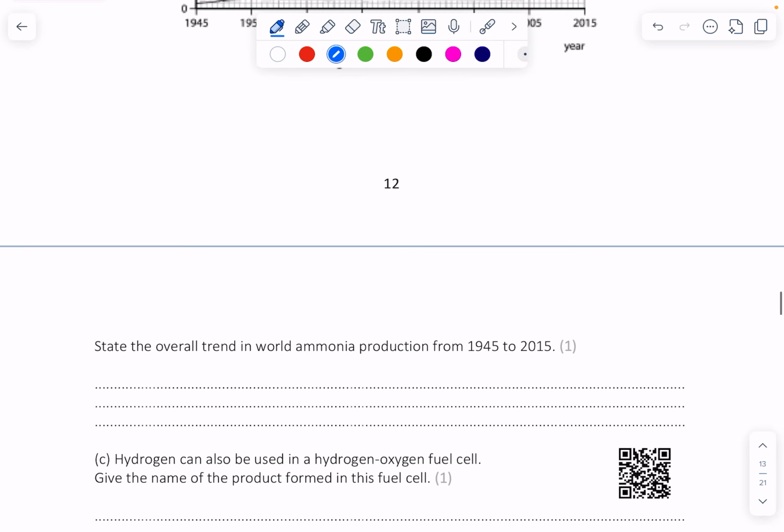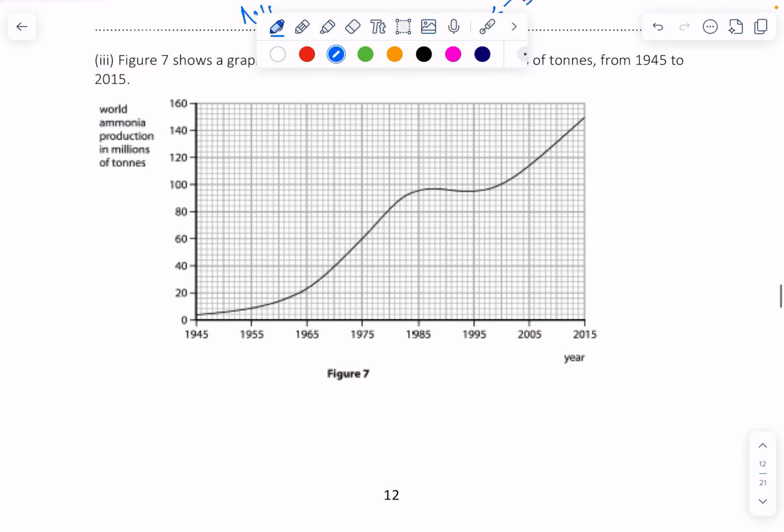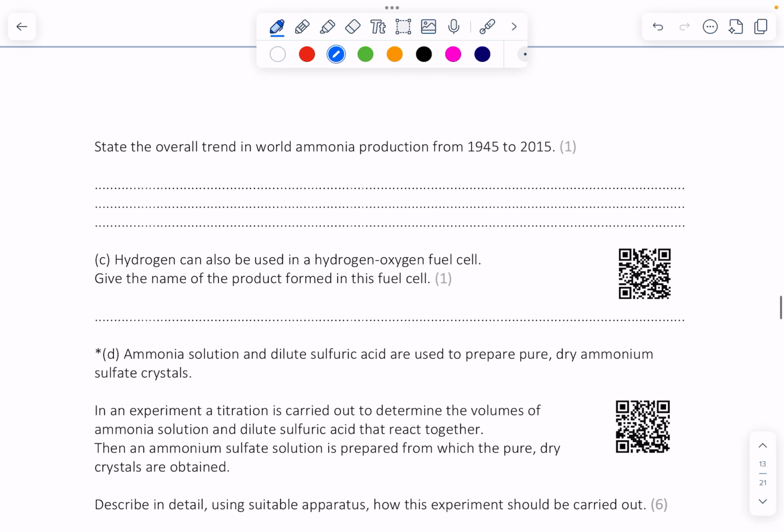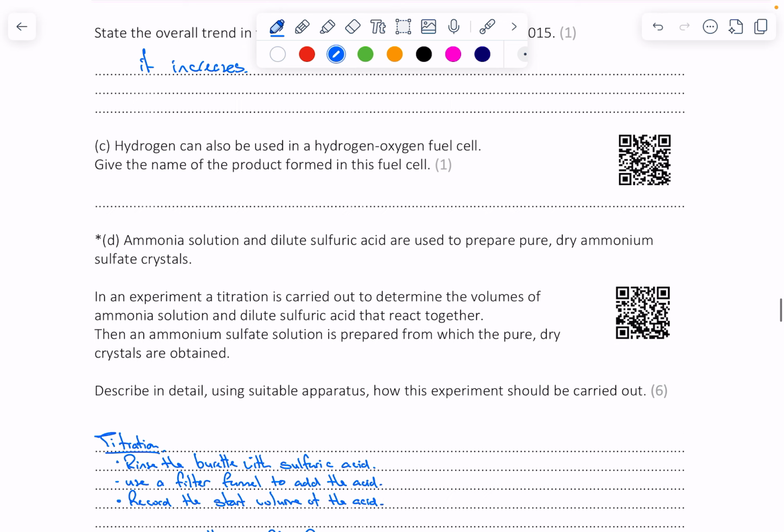Okay, next one. State the overall trend in the world production of ammonia. So if we look here, as we go on in terms of time, the amount of ammonia produced increases. So here we can say it increases. Hydrogen can be obtained by a hydrogen oxygen fuel cell. Give the product that is formed. The only product formed in that reaction is water.